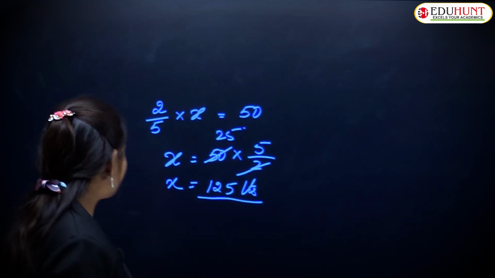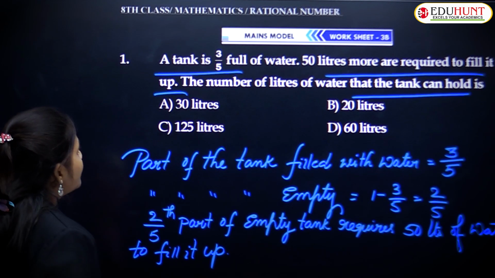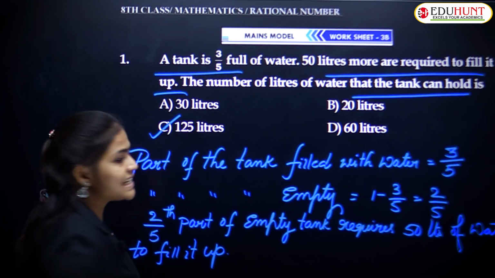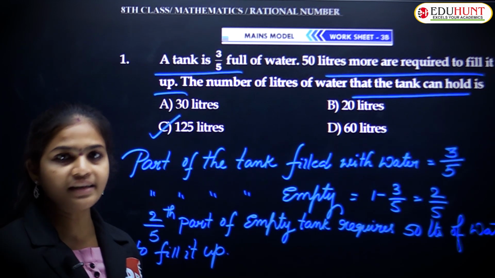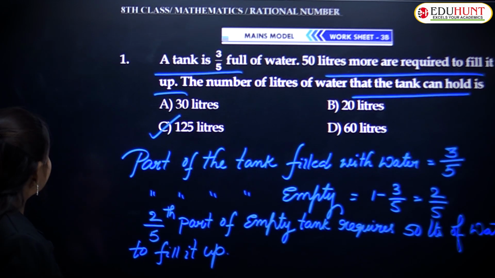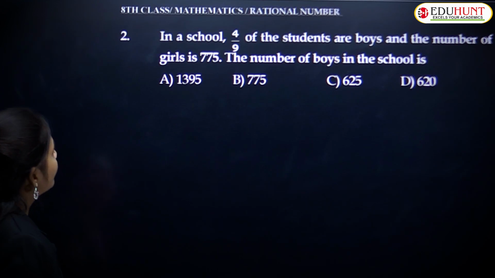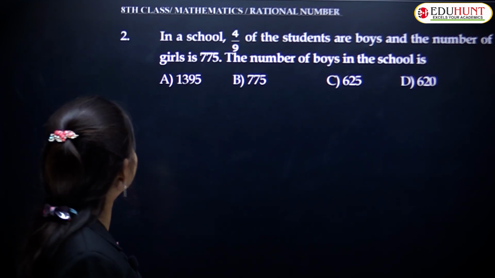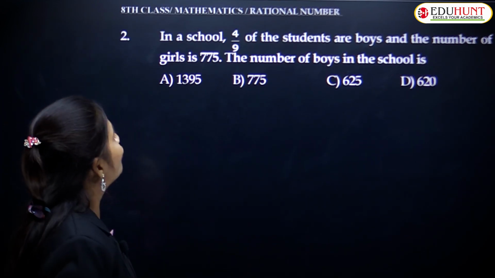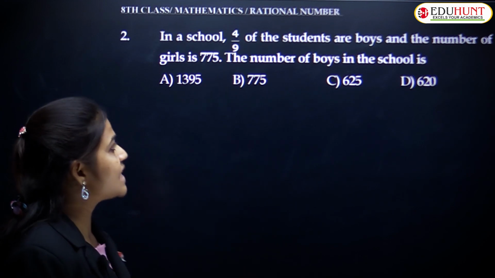Clear? So which option is correct here? See, 125 liters. So option C is true here. Clear, children? Yes. So let us see the next, second question. So what is the second question they are asking? In a school, 4/9 part of the students are boys.